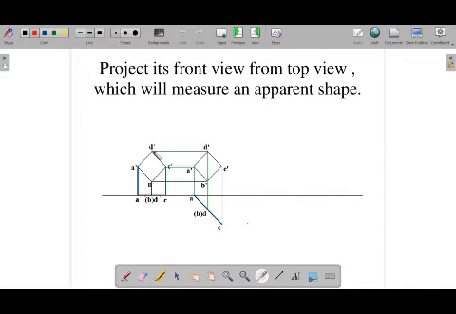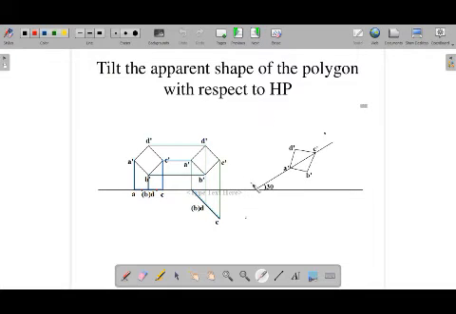Now draw the vertical projector from here. Then draw the horizontal projector from the previous stage front view. You will get the apparent shape front view. The size of this second stage front view will be less than the size of the previous stage front view. Now rotate the apparent shape of the polygon with respect to the given angle of inclination.